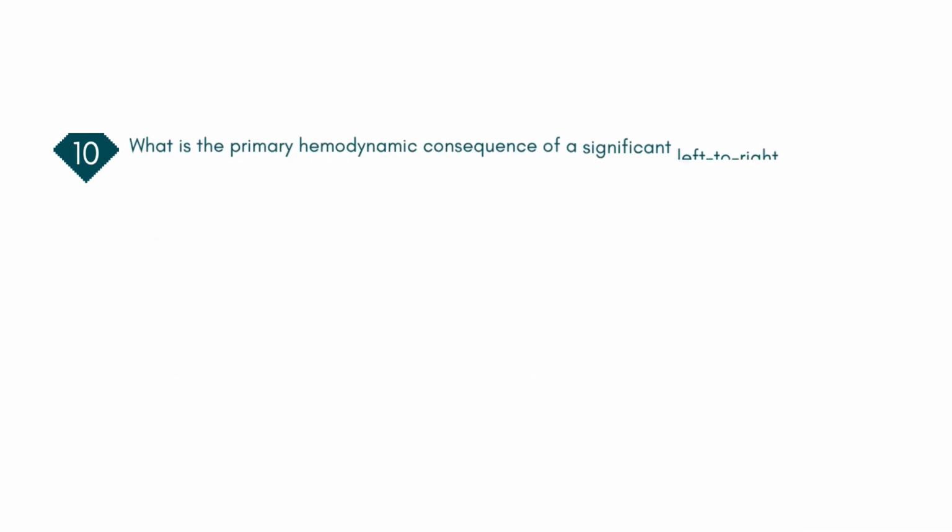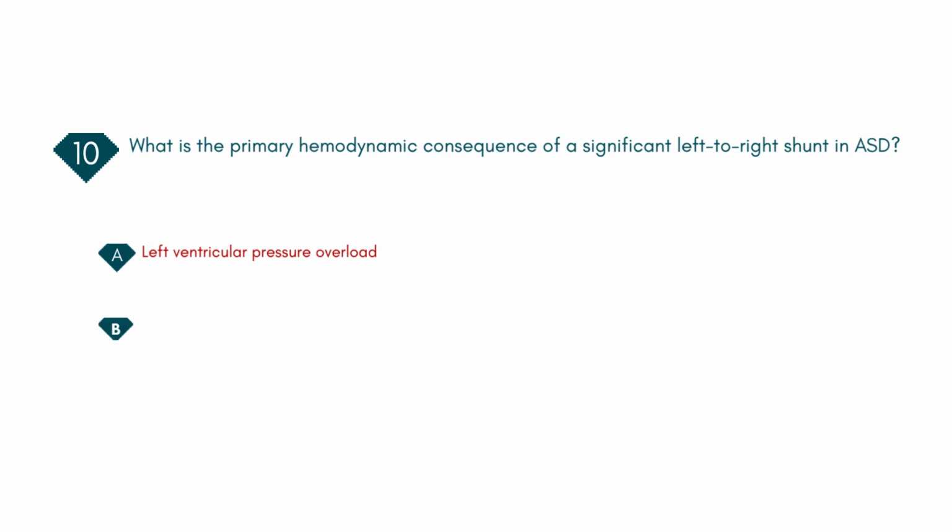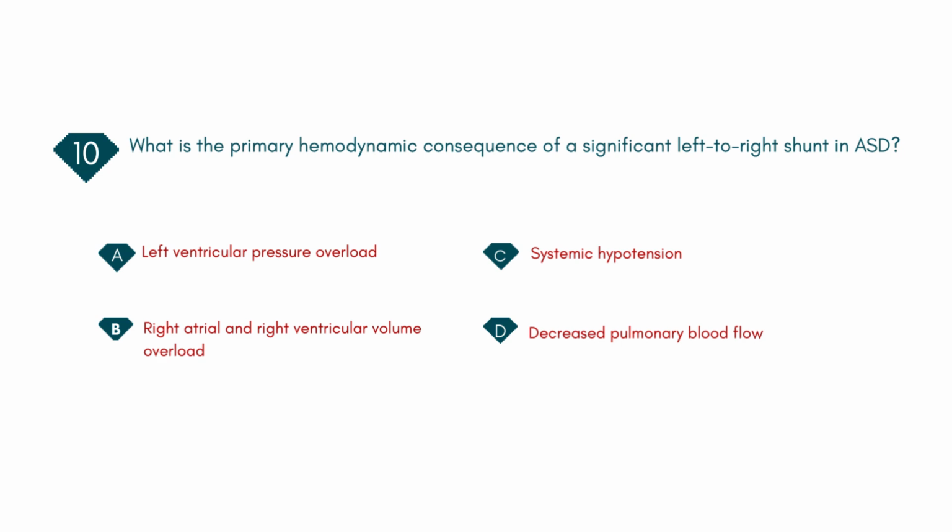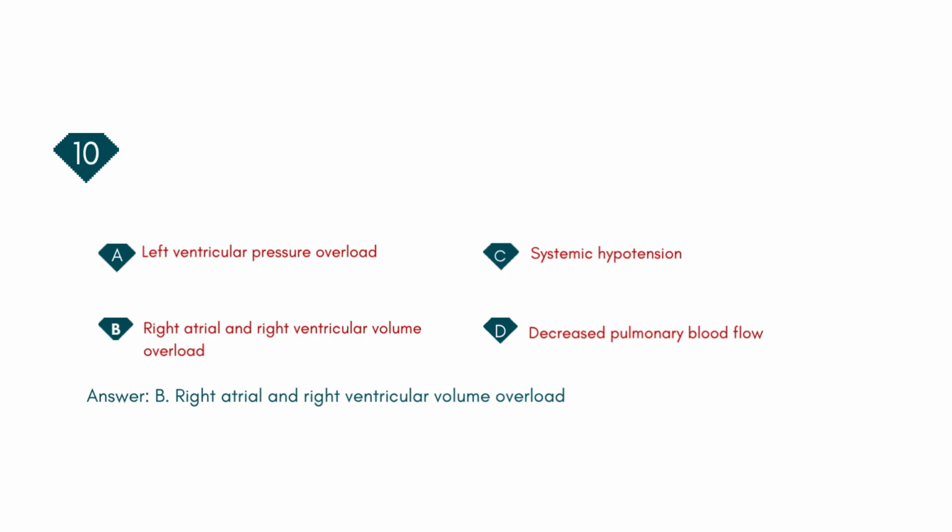What is the primary hemodynamic consequence of a significant left-to-right shunt in ASD? A. Left ventricular pressure overload. B. Right atrial and right ventricular volume overload. C. Systemic hypotension. D. Decreased pulmonary blood flow. Answer: B. Right atrial and right ventricular volume overload.